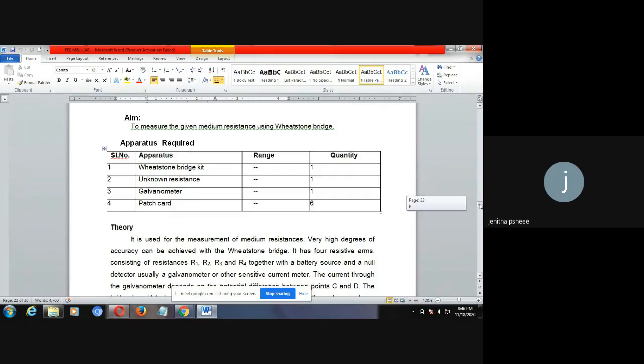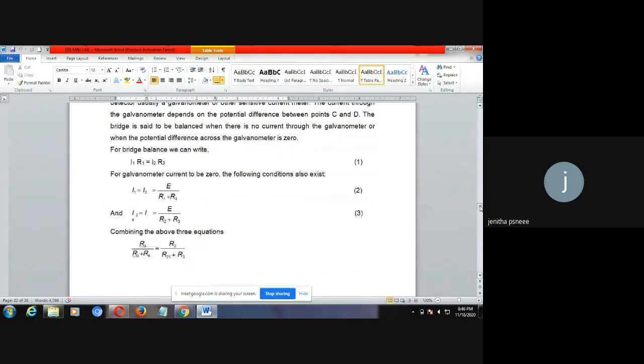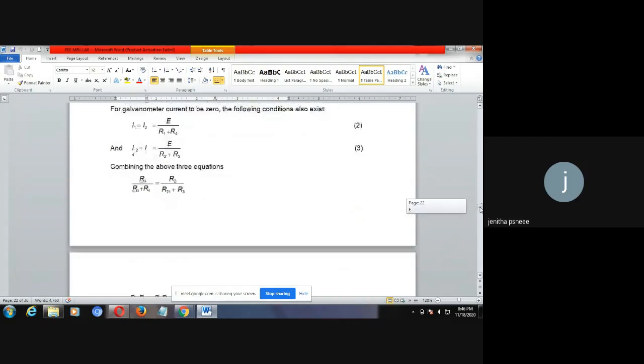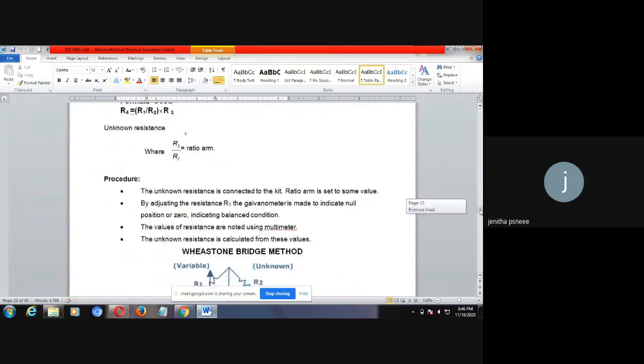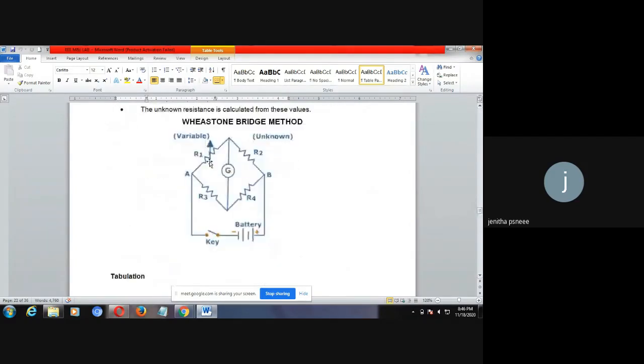Now you can see the Wheatstone's bridge. According to the bridge, what is the condition? The working principle of bridges is that you have to balance the bridge first. So what is the balancing condition? See here, this is the diagram for Wheatstone's bridge. The bridge consists of four arms.